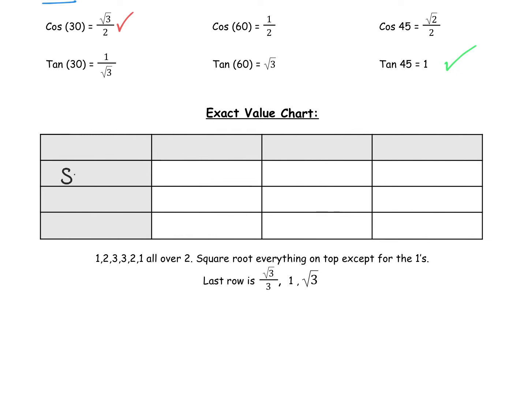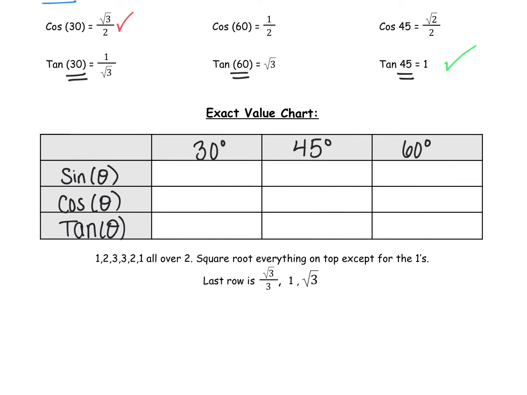We're going to put sine, then cos, then tan. So the trig function goes on the left. Then on the top, we're going to put the angle measurements in order from least to greatest. So we've got a 30, a 60, and a 45. So in order, the 30 would come first, then the 45, and then the 60.